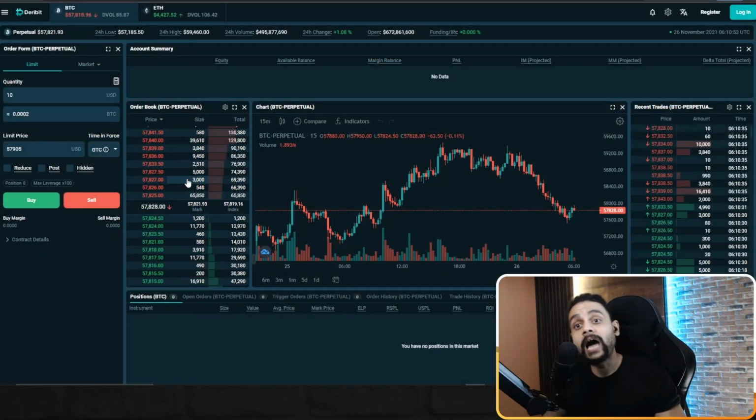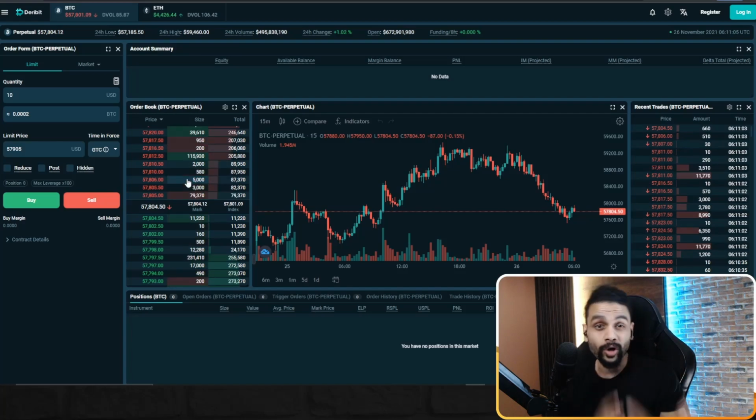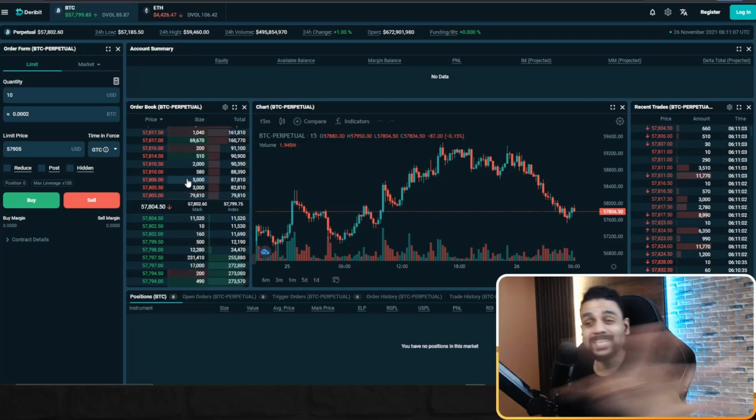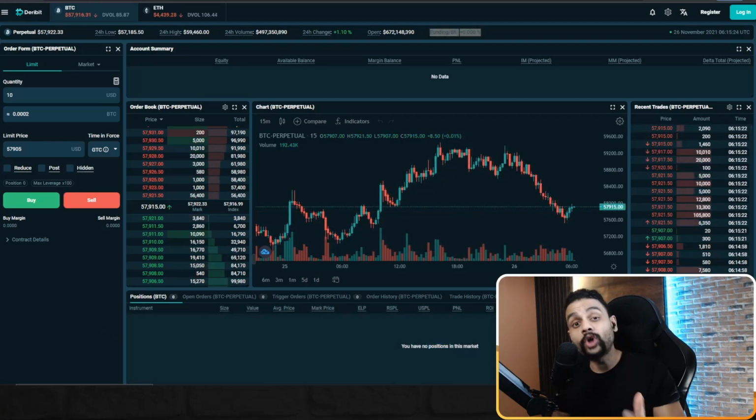Alright, so here we are and we're looking at Deribit, which is a futures trading platform. Now, it really doesn't matter what futures trading platform you're using, whether it be Binance or Deribit, they're all the same concepts. And also, don't let any of these fancy flashing numbers overwhelm you. It seems complicated in the beginning, but it gets easy really fast.